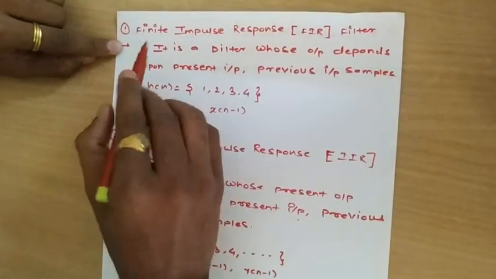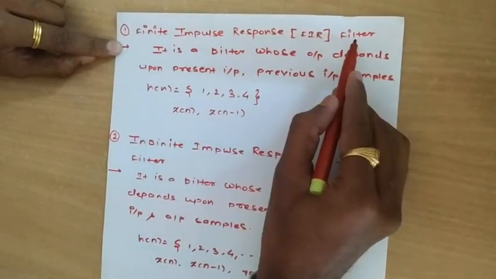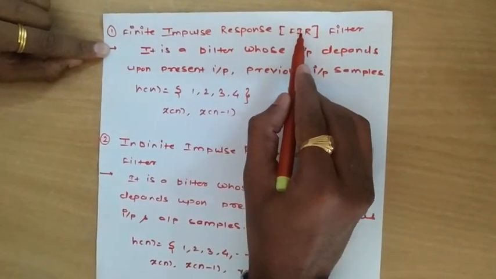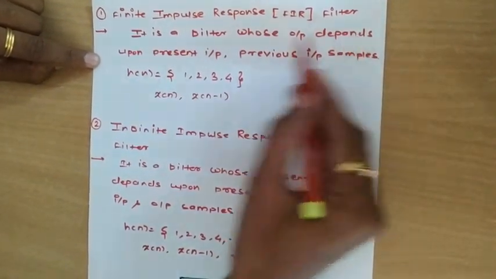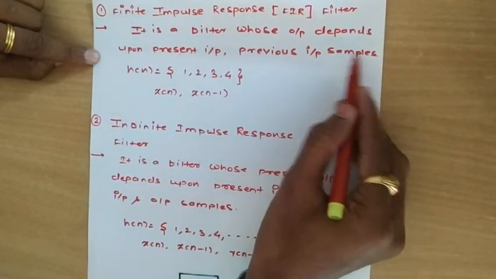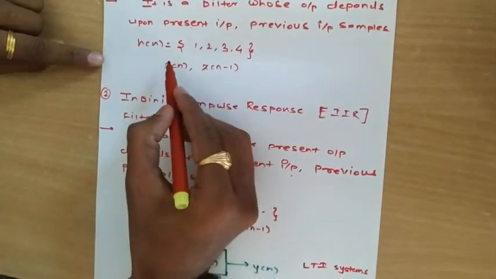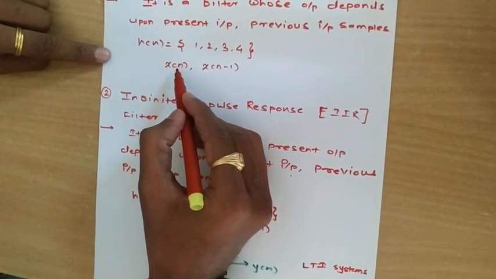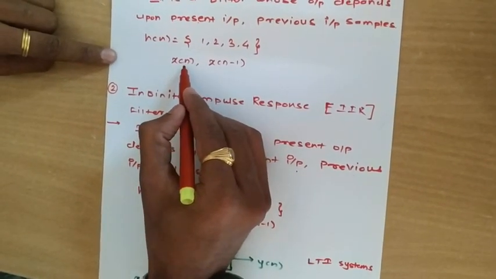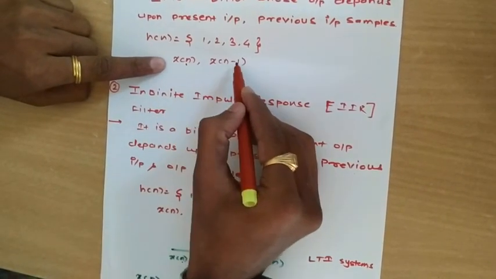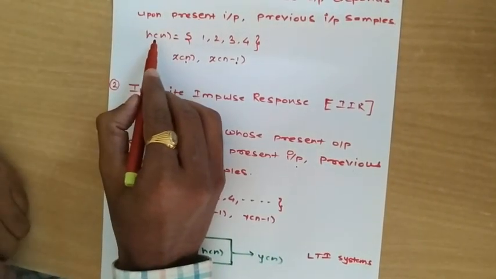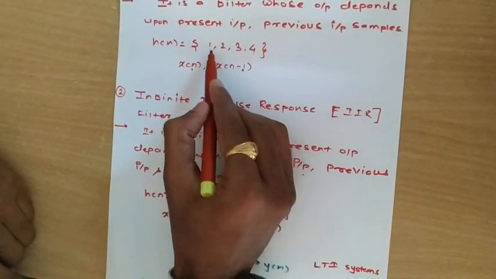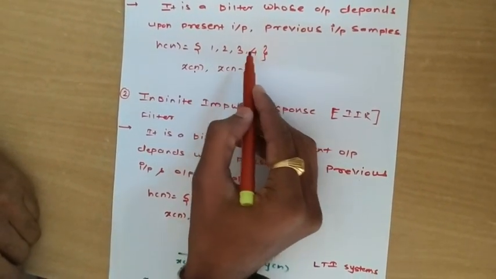Now there are two types of digital filters. The very first is known as finite impulse response filter, which is abbreviated as FIR filter. It is a filter whose output depends upon present input and previous input samples only. For example, if I consider an input as x of n and output y of n, then here output depends on the present input x of n and previous input samples as x of n minus 1. And in this case, the impulse response, generally denoted as h of n, is finite. So it may have values like 1, 2, 3 and 4, which are going to be finite.